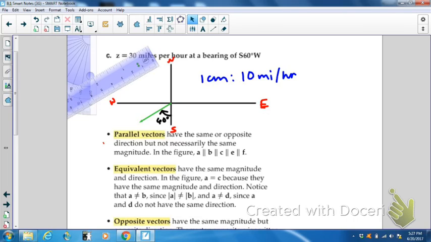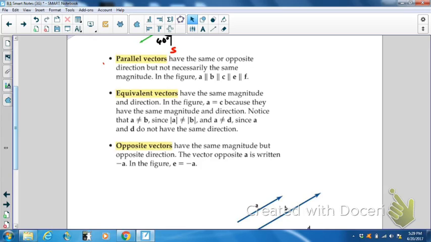The other thing we're going to look at here is sets of vectors, and we can have parallel vectors, equivalent vectors, and opposite vectors. So the first one we want to look at are parallel vectors, and they have the same or opposite direction, but not necessarily the same magnitude. In other words, the vectors themselves do not have to be the same length, but it's just like parallel lines. They need to be equal distance apart. They need to be going in the same or opposite direction.